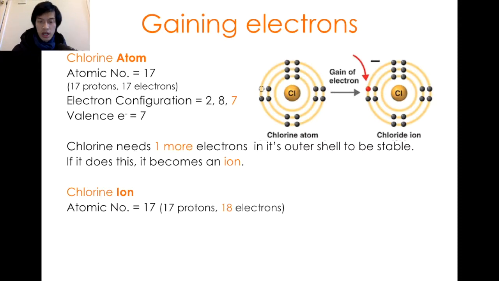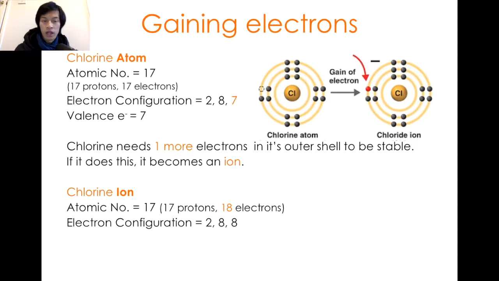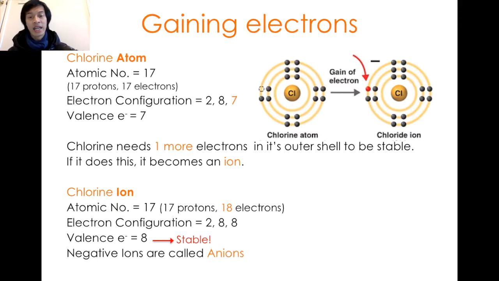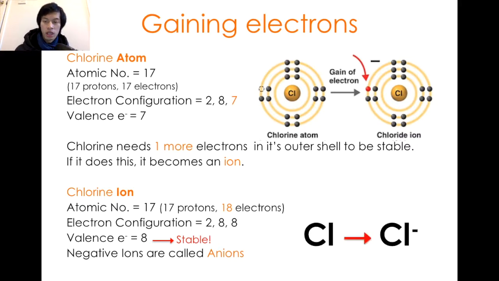It has a new number of electrons, 18 electrons, 17 protons. It has a new electron configuration, 2, 8, 8, and because it has 8, it is stable. And because it has gained an electron, it has gained a negative charge. It is overall a negative ion called an anion, and it looks like that. Its net charge is negative, or -1. The way I remember this is that anion sounds like onions, and onions are negative. So that's chlorine and that's sodium.